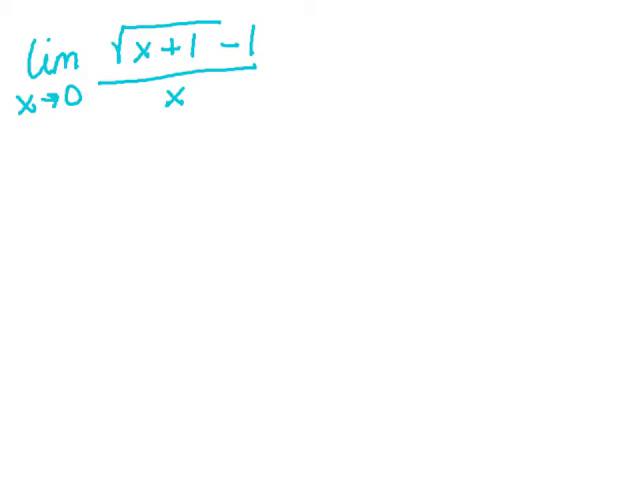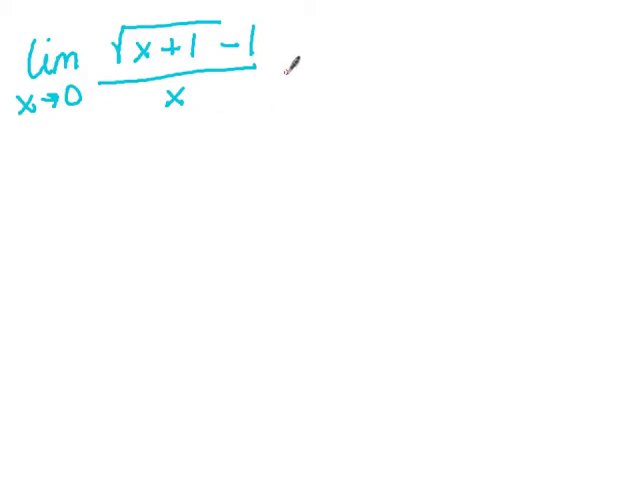Yes, the minus 1 is outside the square root, correct. What happens when you plug in 0? You get 0 over 0 again. So obviously we have to manipulate this. We can't factor it as such. Okay? This is called the rationalization technique, or the rationalizing technique.